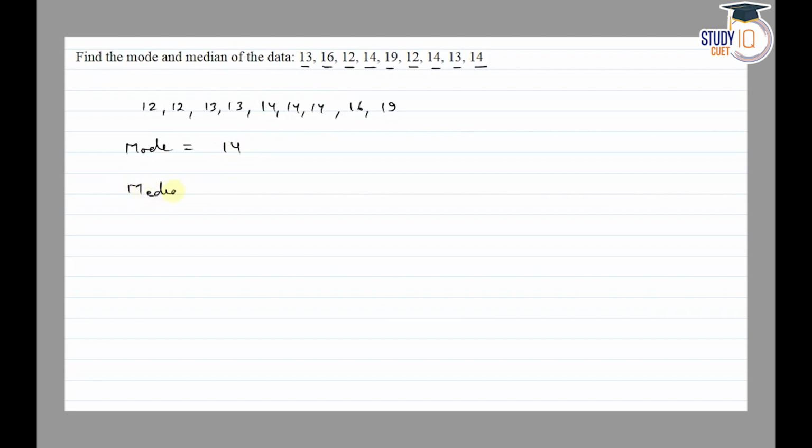And median is the middlemost term. So यहाँ पर हमारे पास 1 2 3 4 5 6 7 8 9. So total 9 term है, means odd terms है. So value of n plus 1 by 2 term. So जगह हमारे पास 9 plus 1 by 2 is equal to 10 by 2 is equal to 5th term.